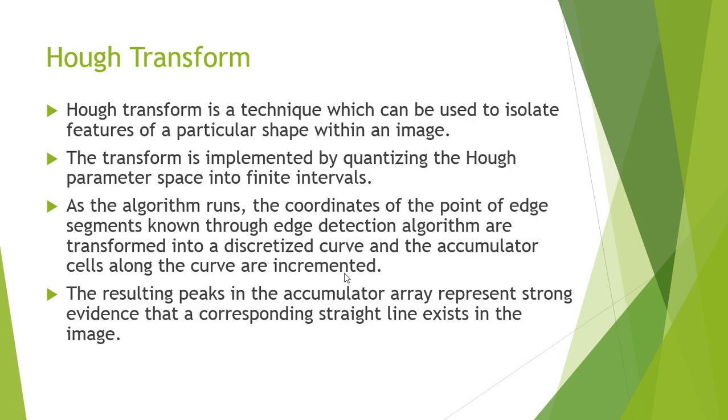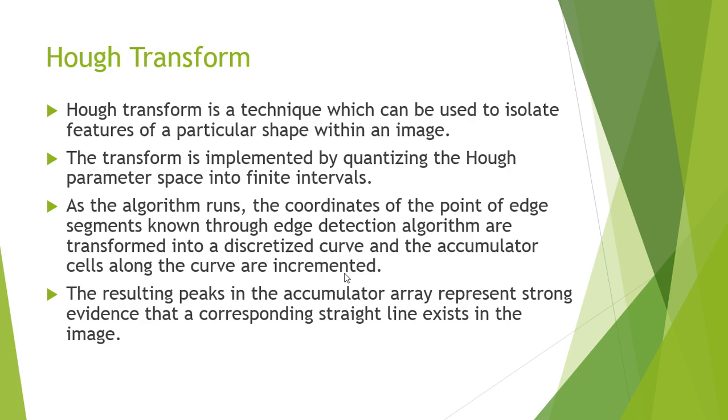Hough transform. Hough transform is a technique which can be used to isolate features of a particular shape within an image. The transform is implemented by quantizing a Hough parameter space into finite intervals. As the algorithm runs, the coordinates of the points of edge segments, known through an edge detection algorithm, are transformed into a discretized curve and accumulated, and the accumulator cells along the curve are incremented.